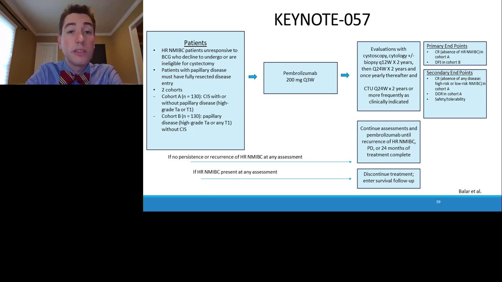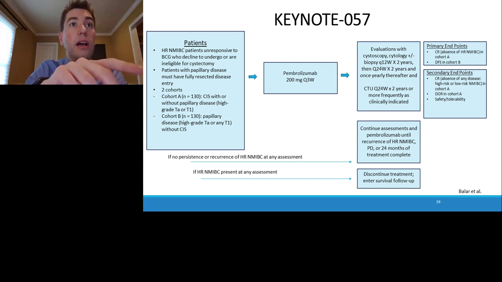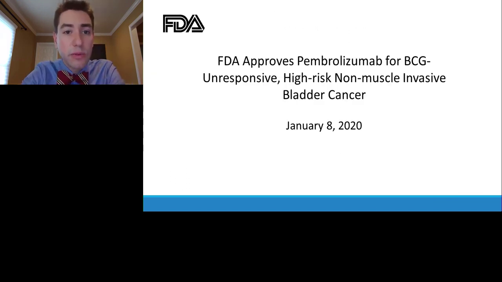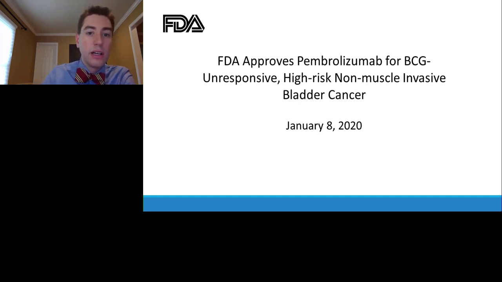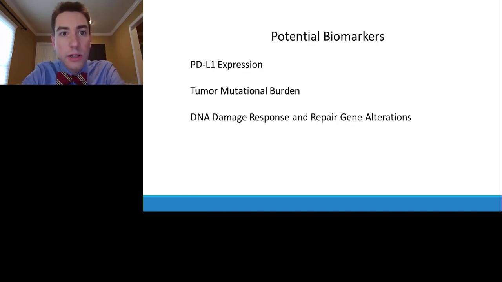Patients with high-risk non-muscle invasive bladder cancer or progressive disease during treatment were required to discontinue. And out of 103 patients, cohort A had a complete response rate of 38.8%. And among 40 patients who had a complete response at 3 months, 72.5% maintained that complete response at the last follow-up. And that led to the FDA approval of pembrolizumab for BCG-unresponsive high-risk non-muscle invasive bladder cancer on January 8th of 2020. And then lastly, I just want to touch on a couple potential biomarkers.